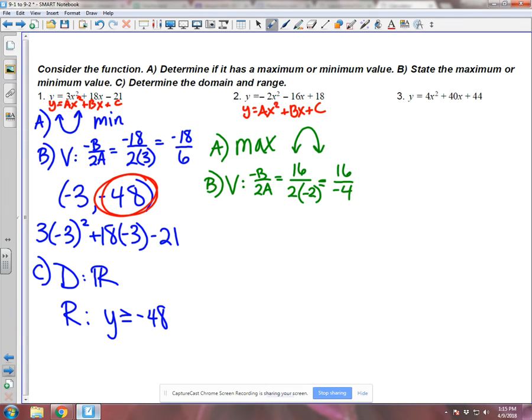Negative 4? You guys remember with these earphones on, I can't hear very well. What are you going to do with that negative 4? Plug it in for x.